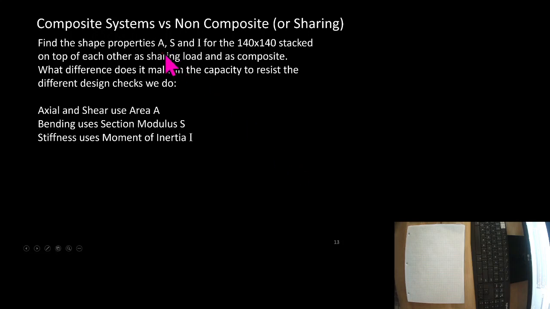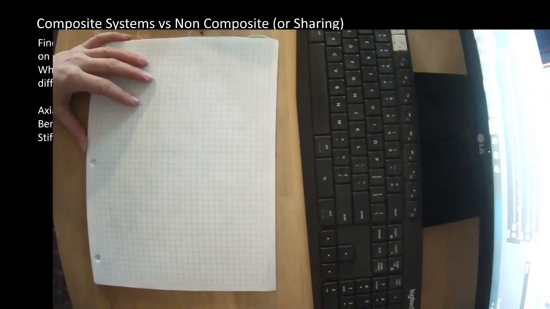So let's take a look at shape properties. If you guys remember, axial loads, so compression, and shear loads both used cross-sectional area. Bending used the section modulus, and stiffness used a shape property called I, or moment of inertia. Let's take a look at how making it composite versus load sharing affects that beam for all of those conditions. So let's draw ourselves this section. We've got two different versions of it.